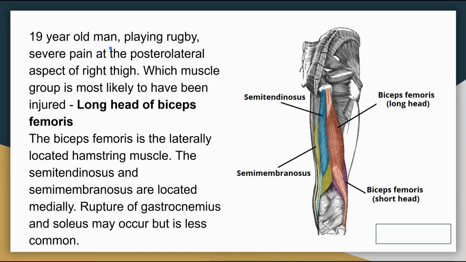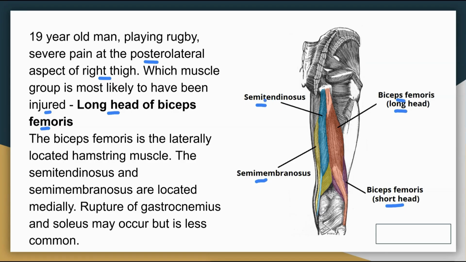A 19-year-old man playing rugby had severe pain in the posterior lateral aspect of the right thigh. Which muscle group is most likely to be injured? That is going to be the long head of the biceps femoris muscle. So we need to appreciate which muscles are present in the posterior aspect of the thigh. These muscles are the hamstring group of muscles. These are semitendinosus, semimembranosus, and the biceps femoris. Biceps femoris has two heads, a long head and a short head.